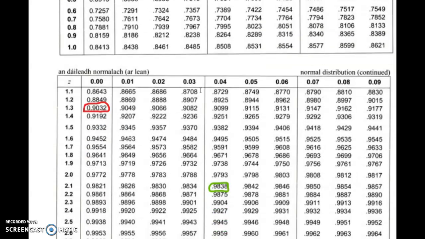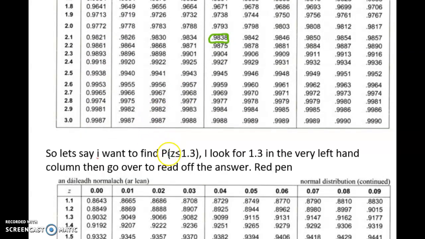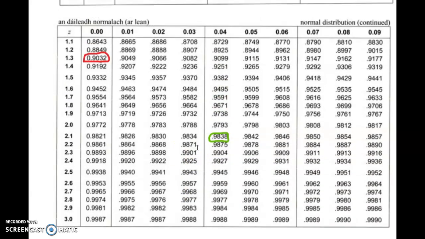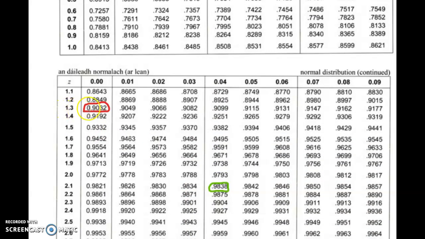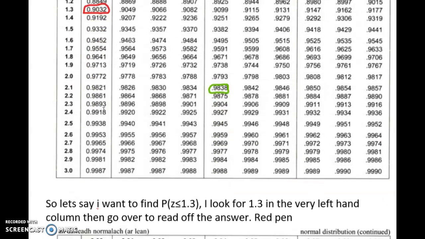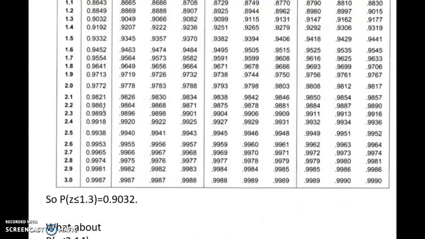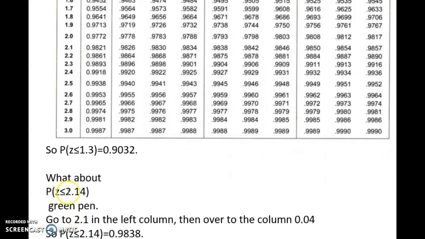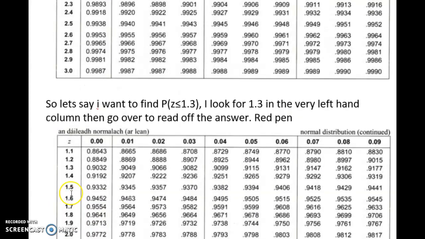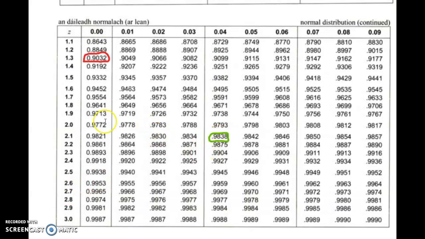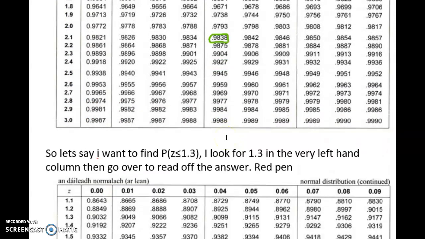Here they are. So if you look, you can say that P of Z is less than 1.3. You go to 1.3 here. There's no digits after the 1.3. So it's 0.0932. Or P of Z less than 2.14, well then you go to 2.1 over to 4 here, and it's 0.9838.